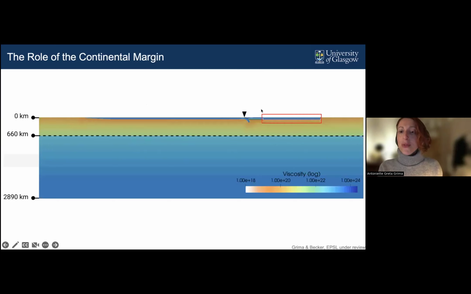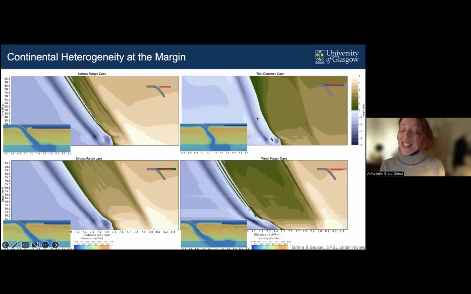Okay, so far we've been talking about the continental interior, but what about the continental margin? Do variations matter for this zone in our model? And the answer is yes, very much so. So over here, I haven't changed the continental interior, but I have changed the properties of the continental margin. On the top left, we have a narrow margin. Top right, we have a thin margin. Bottom left, we have a very strong margin, and bottom right, we have a weak margin.